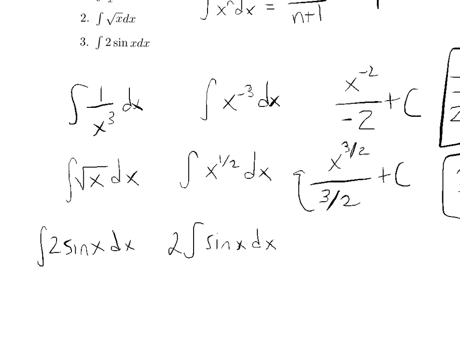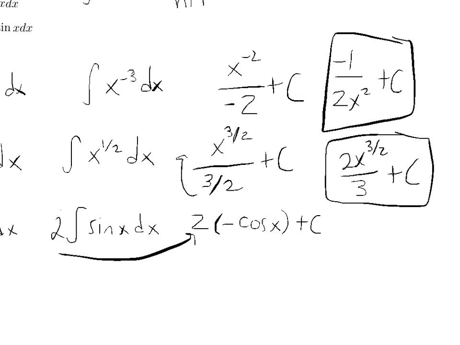Okay, negative cosine x. So what function's derivative is positive sine x? It's negative cosine x. And we're going to have to do a plus c at the end, and our 2 stays out front. So our 2 shows up in front of our answer here. Okay, so writing it in a final way here, negative 2 cosine x plus c will be our final answer. All right, any questions about that?